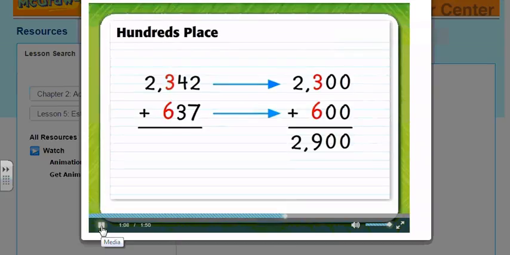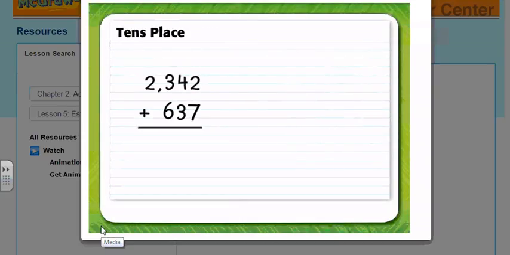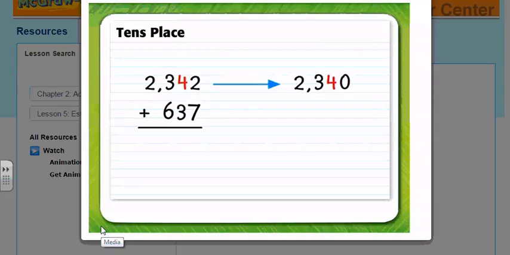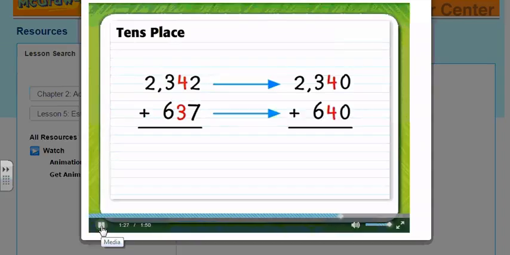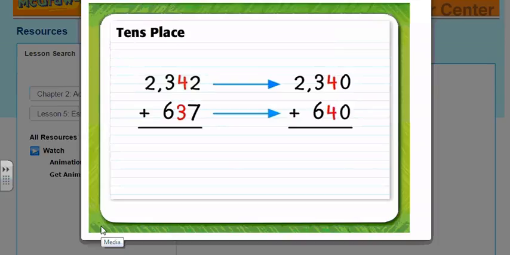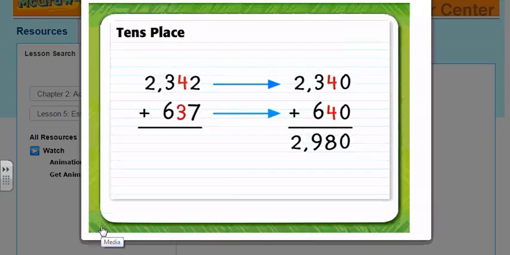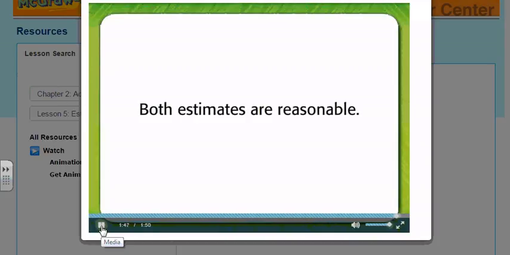Another way to estimate is to round to the nearest 10. The number 4 is in the tens place in 2,342. The rounded number is 2,340. In 637, the 3 is in the tens place. We round the 3 up to a 4, and the rounded number is 640. Let's add the 2 rounded numbers together. 2,340 plus 640 equals 2,980. The board shop sold about 2,980 snowboards and pairs of boots. Looking at both numbers, we can see that both estimates are close and both estimates are reasonable.